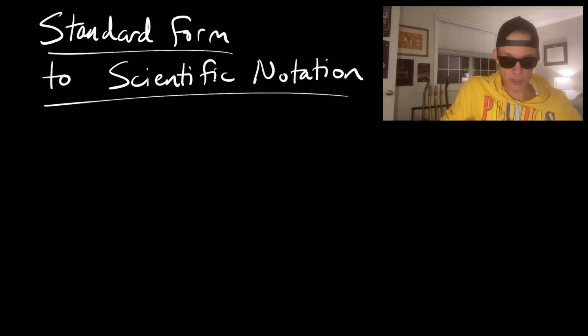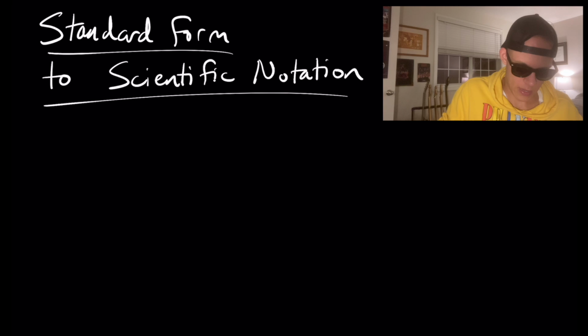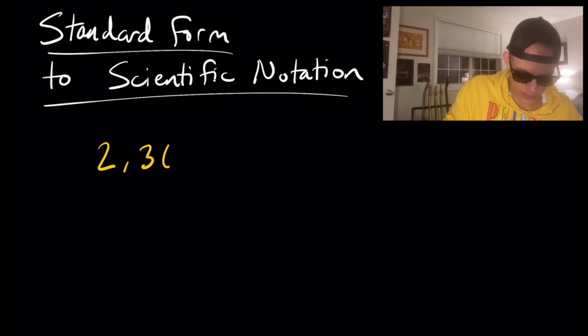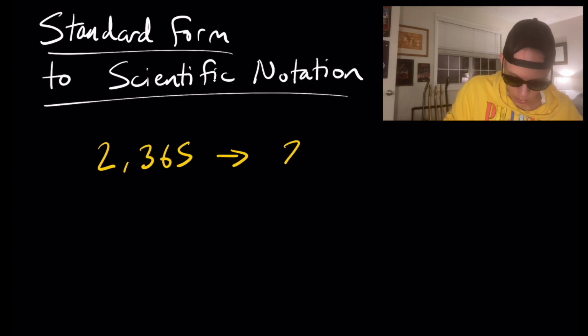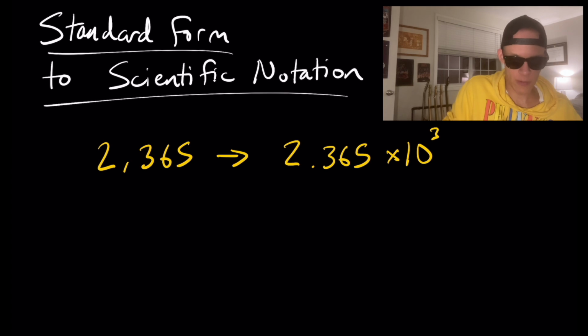Let's talk about going from standard form to scientific notation and how we go about doing that. So, for example, maybe we want to convert the number 2,365 to scientific notation, which is going to come out to be 2.365 times 10 to the third power.